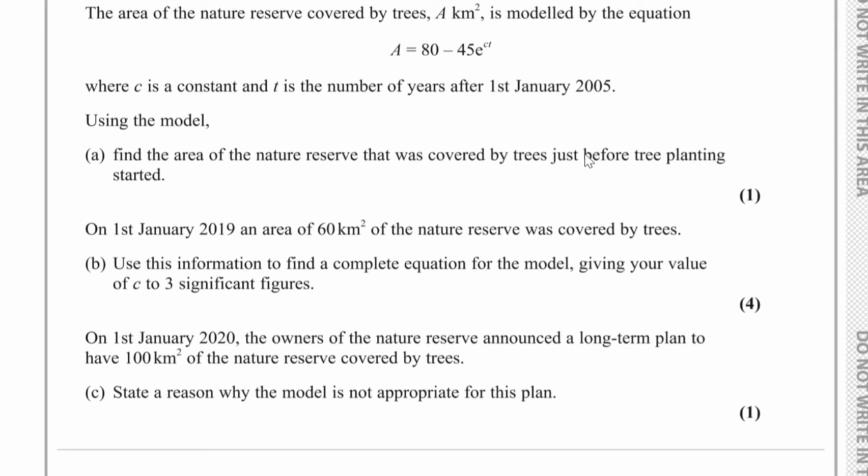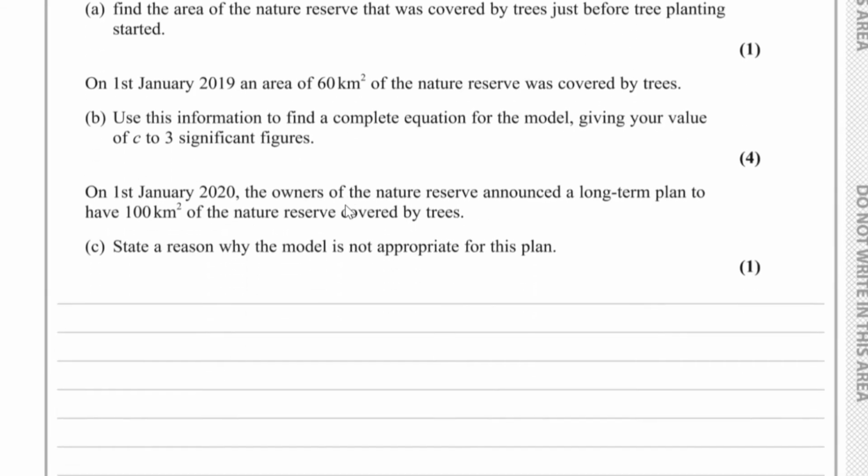Well, just before tree planting started, that of course is when t equals 0. So when t is equal to 0, A is equal to 80 minus 45e to the power of 0. e to the power of 0 is 1. 80 take away 45 is 35. So therefore, we have 35 kilometers squared.